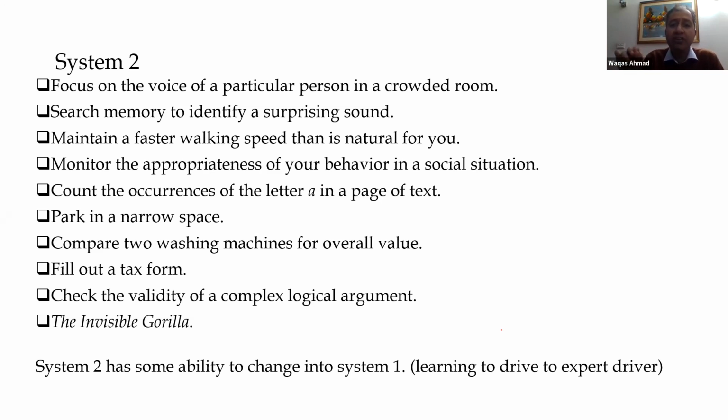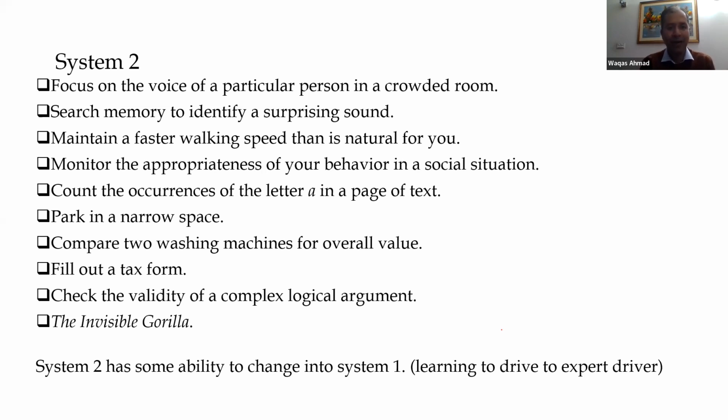Monitor the appropriateness of your behavior in a social situation. In a particular social situation, how you should behave needs System 2. Count the occurrences of the letter A in a page of text. That is not easy. You have to count them one by one. Park in a narrow space. Normal driving on an empty road is System 1. You don't think. But if you park in a narrow space, you have to focus, look right, left, and all those things, and then you compare. For example, compare two washing machines for overall value. It's not simple. You have to look at the data. You have to see all.